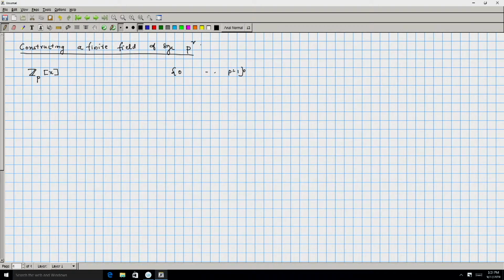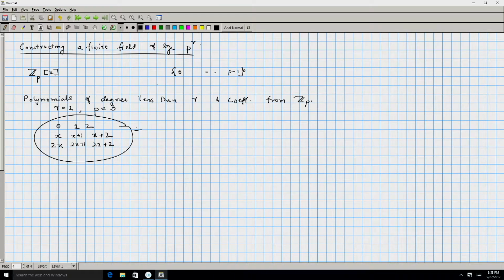So consider Zp and look at polynomials whose coefficients are in Zp. If you take p equals 3, the polynomials that we will consider are polynomials of degree less than r and coefficients from Zp. So if we choose r equal to 2 and p equal to 3, then our polynomials are going to be 0, 1, 2, the constant polynomials, and then we have the polynomials x, x plus 1 and x plus 2, and then 2x, 2x plus 1 and 2x plus 2. There are 9 elements here, namely p to the r, where p is 3 and r is 2.